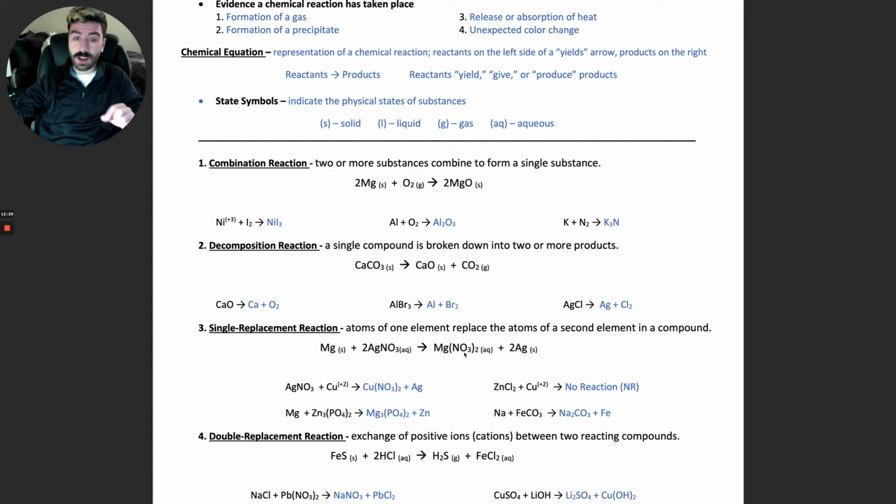Specifically silver solid and aqueous magnesium nitrate. So what that means is that the magnesium solid replaced silver in silver nitrate to give you magnesium nitrate, right? You switched the metals here. So these just went, whoop, they switched. Magnesium was by itself and silver was with nitrate. Now magnesium is with nitrate and silver is by itself. So it's a single replacement.